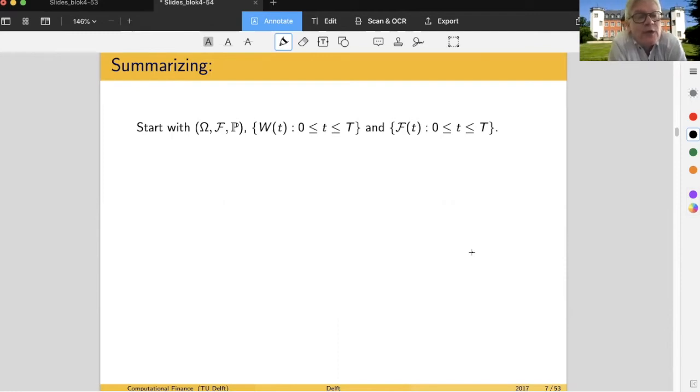So let's first start with the setting. We have a probability space, Omega, F, P, event space big Omega, filtration script F, and probability measure P. And of course, we have a Brownian motion, Wt. Little t goes from 0 to capital T, which is the end of a financial contract, so the final time of a financial contract. And our filtration Ft, where little t also runs from 0 to capital T.